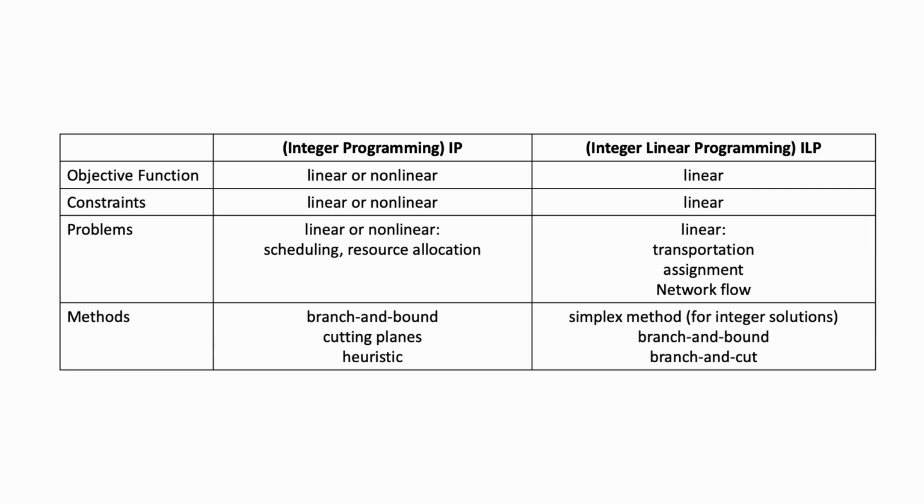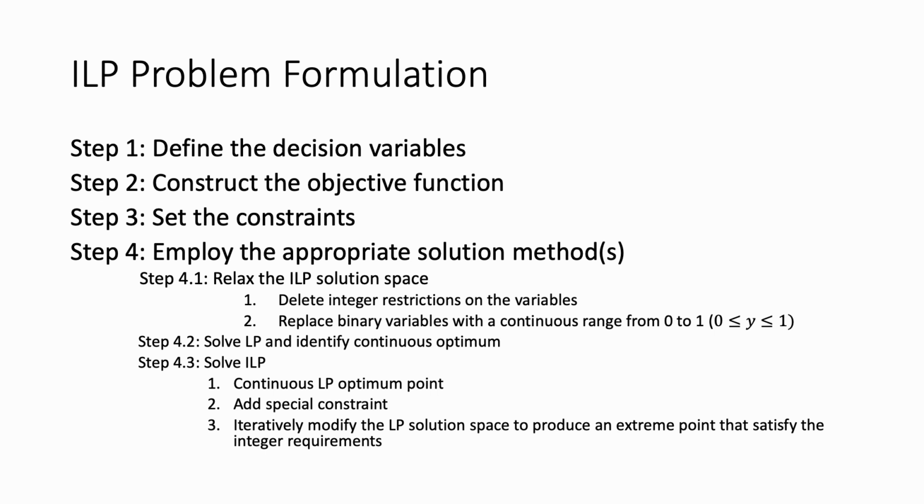So because ILPs are a complex type of problem, we rely on special algorithms. Some of these algorithms would give us exact solutions, while others only give us approximations. So for this lesson, we'll discuss two methods: the branch and bound and the cutting plane methods. So this basically defines the process of solving an ILP problem. Steps 1 to 3 are the basic steps of a linear programming problem formulation, while step 4 presents the method of solving.